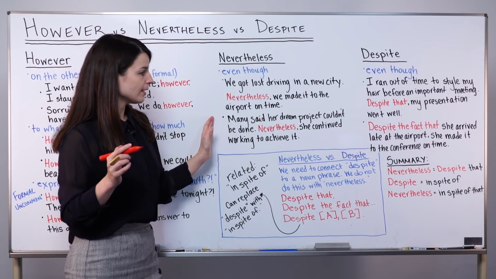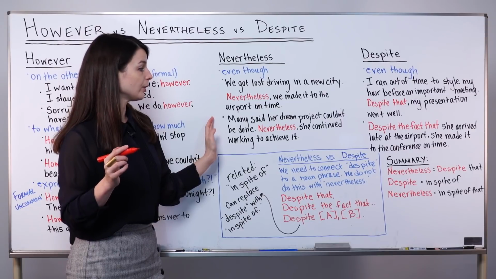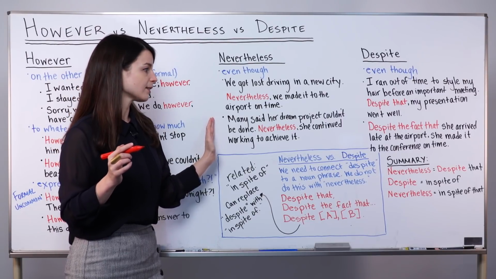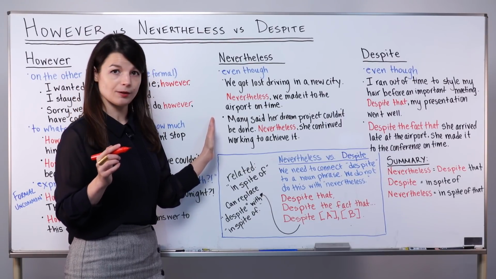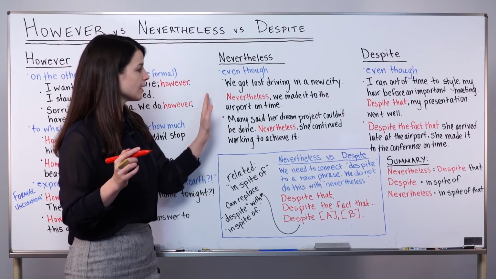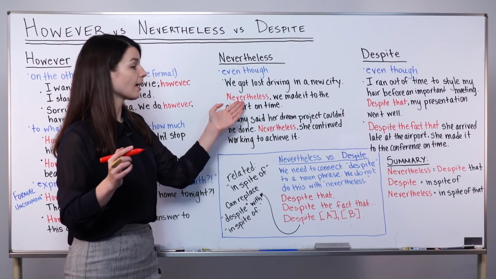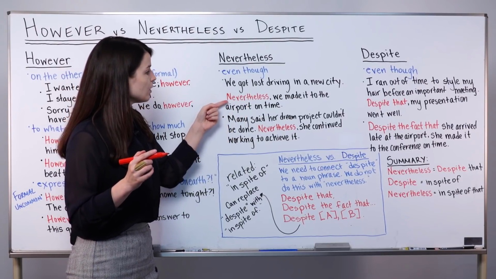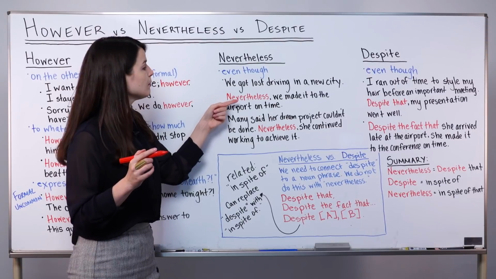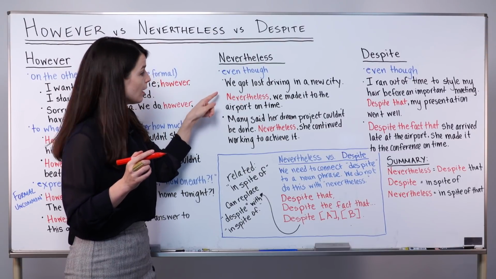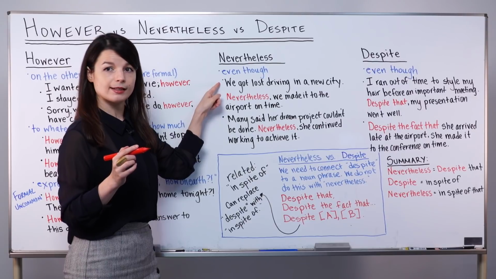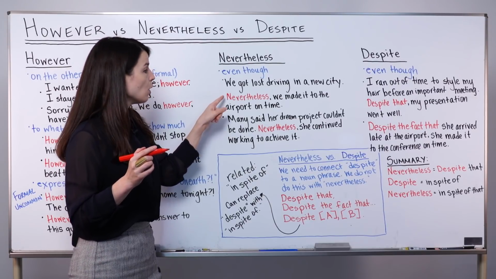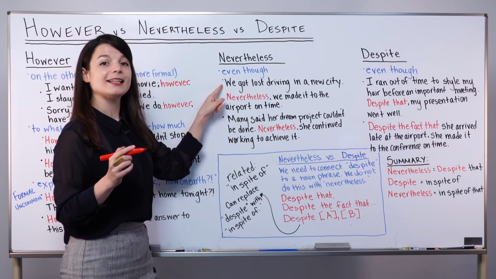And many said her dream project couldn't be done. Nevertheless, she continued working to achieve it. So in both of these sentences, we see nevertheless comes at the beginning of the second sentence. When we use nevertheless in this way, it means even though the thing previously said. So even though this thing in sentence 1.